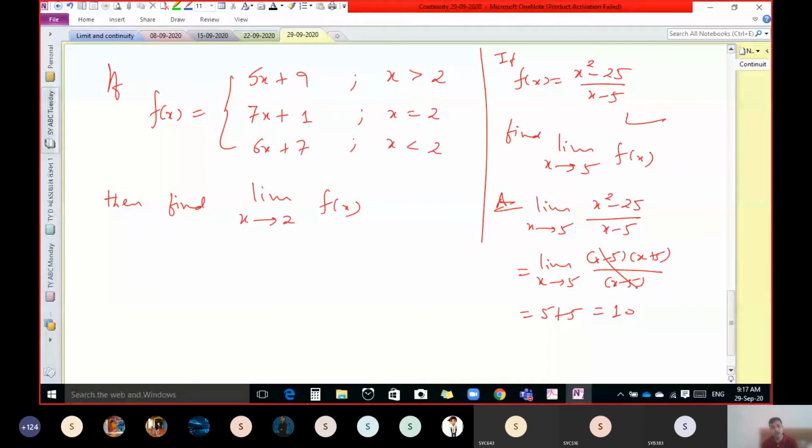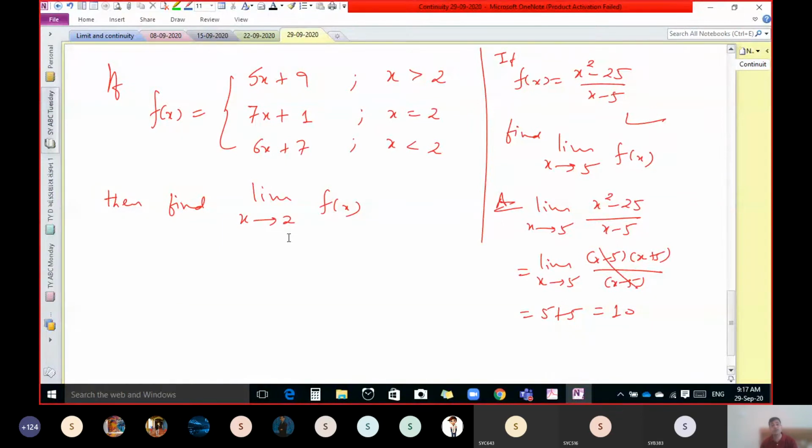The reason is we know the meaning of x tends to 2: x is nearer to 2 but not 2. So here we have to avoid the second function. Now the question is, which one do we put, the first one or the third one? Because x tends to 2 means nearer to 2, it may be more than 2 or less than 2, but not 2.